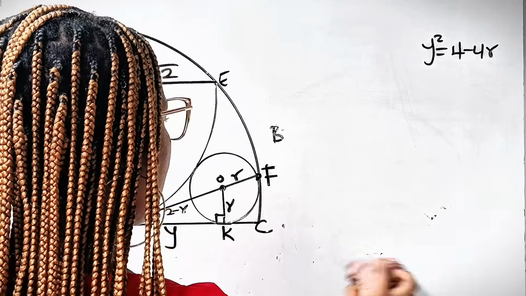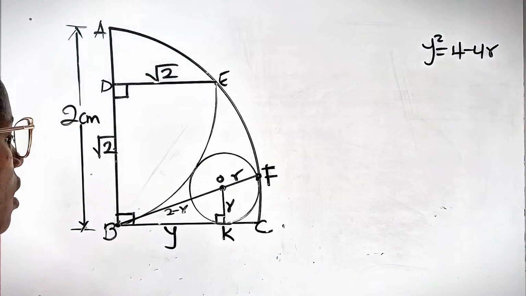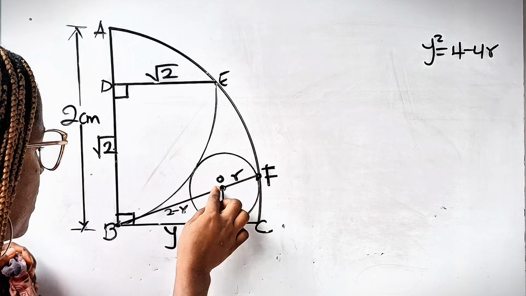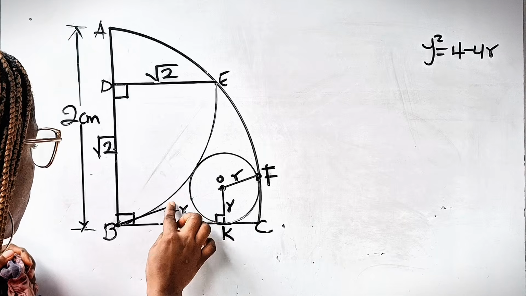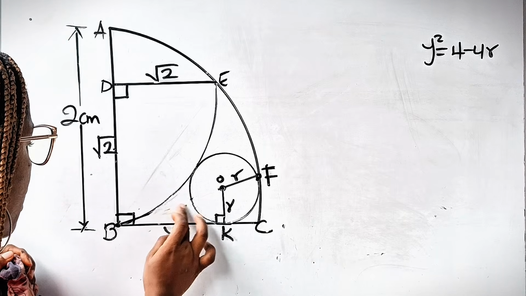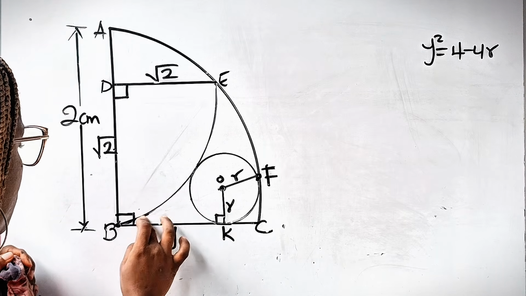So I think I don't need this anymore, so I will be erasing this. Remember why? Because I don't want this particular diagram, you know, it is small, to be chopped up.